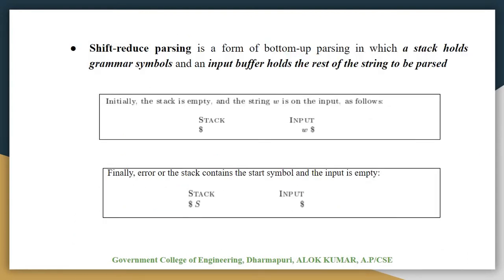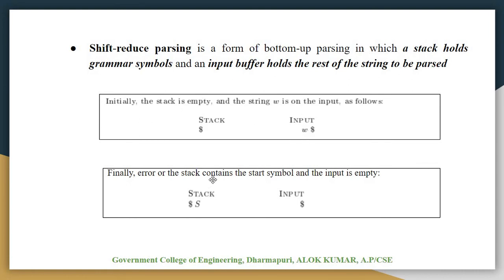Now, shift reduce parsing is a form of bottom up parsing in which a stack holds grammar symbols and an input buffer holds the rest of the string to be parsed. So here, we have one stack, initially empty, and one input string that we are calling w. Initially the stack is empty, so dollar represents an empty stack. Whatever input is there, at last we attach dollar to the input. So we start from this state, where the stack is dollar and the input is w followed by dollar.